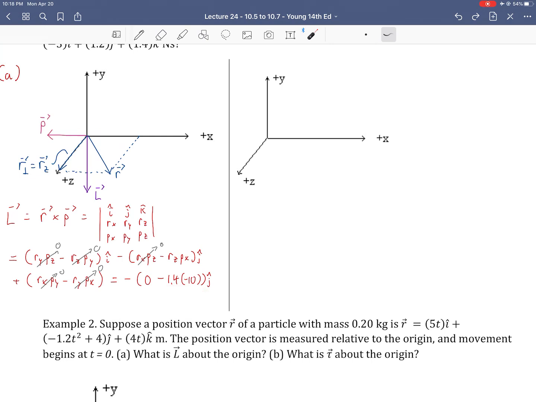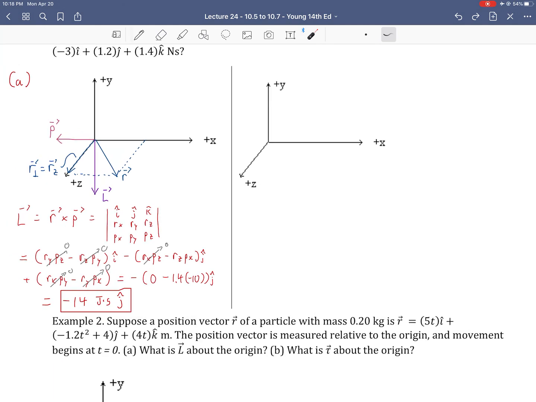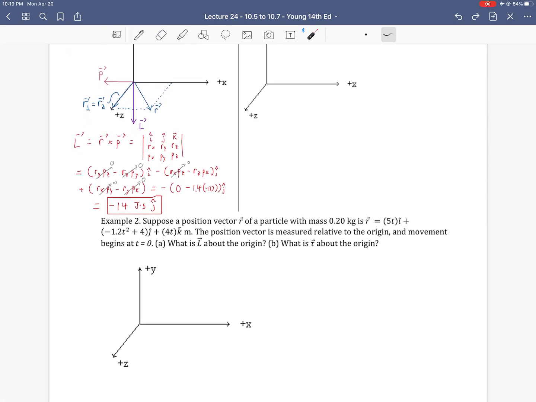So when you do that, you end up only with the term on the j hat, which the right-hand rule told us it should be, and the quantity ends up being negative 14, because we got a negative, a negative, and a third negative, which comes back to a negative. So negative 14, magnitude, units joule seconds, direction j hat, and the negative tells us it's pointing down in the negative y direction. Again, I left off a k, I'll put that on before I upload it. That's the whole approach for a problem like this. Or two alternative approaches: with very little work, components and the right-hand rule, or just follow the formula and check your work.